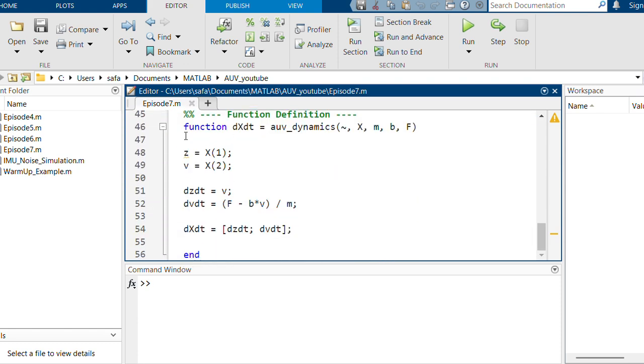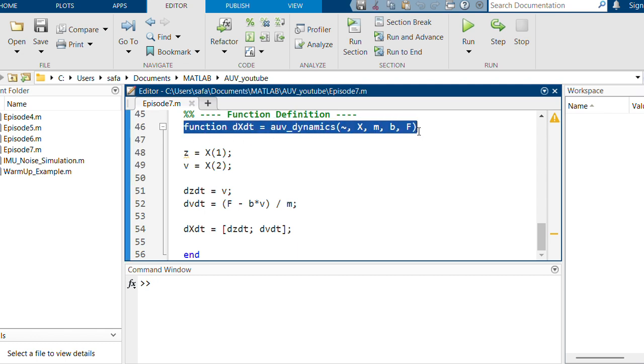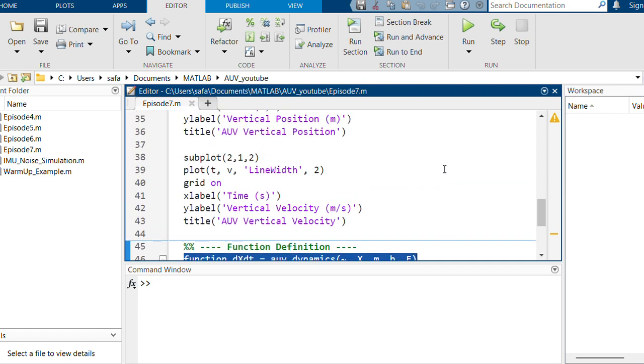And finally here, we define a MATLAB function. This function contains the mathematical model of the vehicle. The state variables are position and velocity. The derivative of position is velocity. The derivative of velocity comes from the force balance equation. The function returns these derivatives to ODE45.